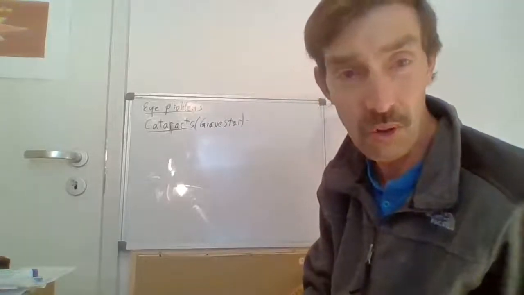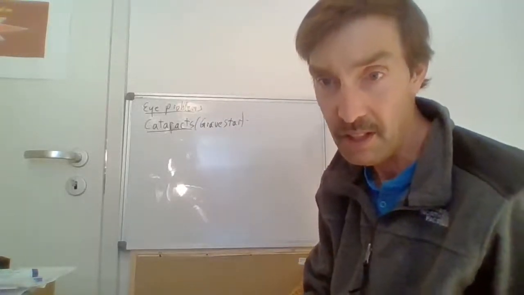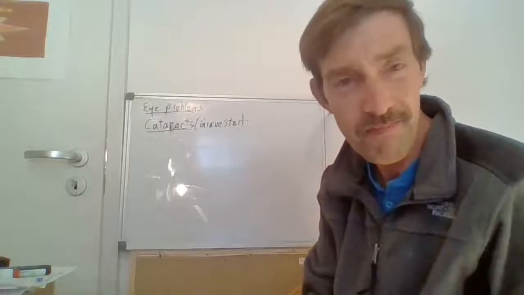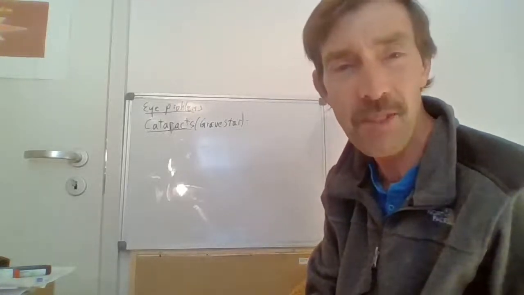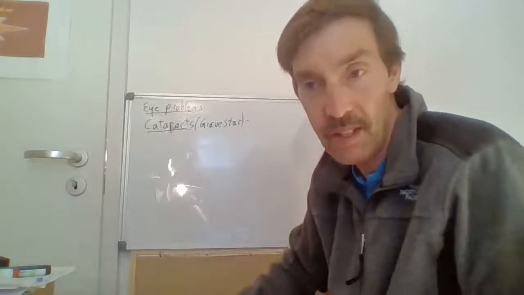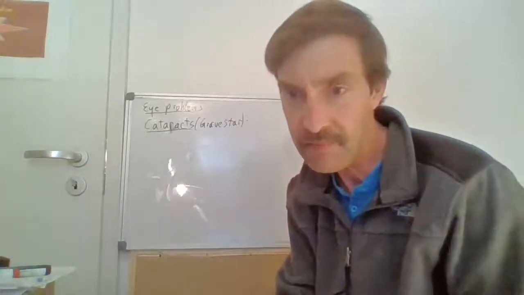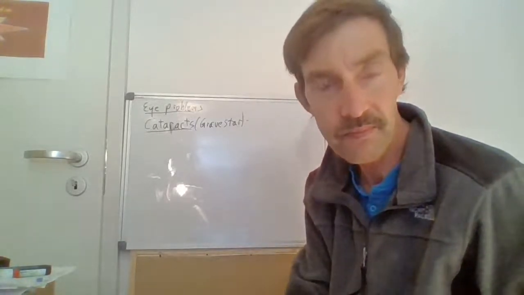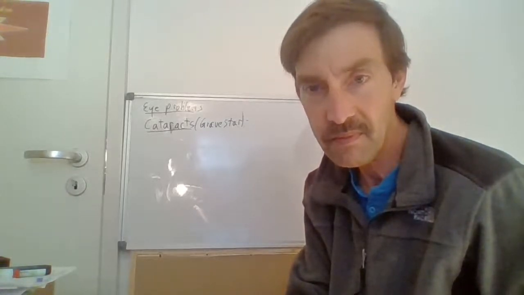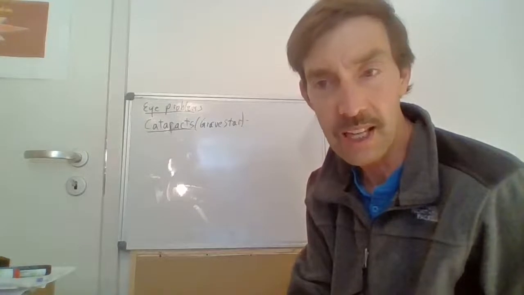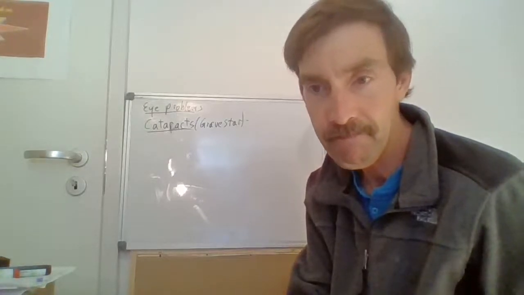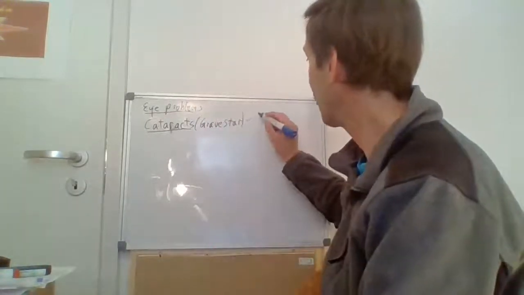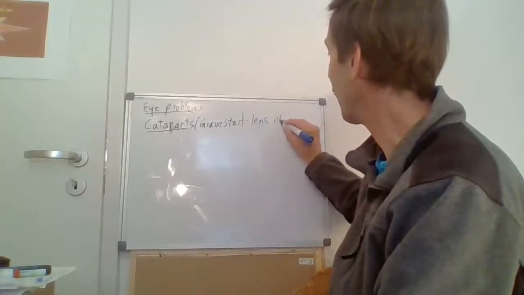It's something your parents or grandparents may have had or may still have. So if they have cataracts, who knows what that is? Tell me what cataracts are. What happens to the lens if you have cataracts? Cataracts. What happens to the lens? Yeah, good, Tom. It gets cloudy or blurry. So the lens clouds up.